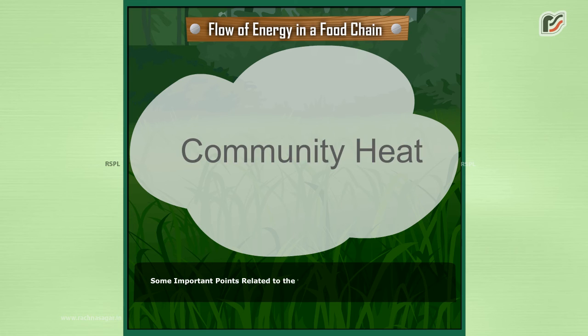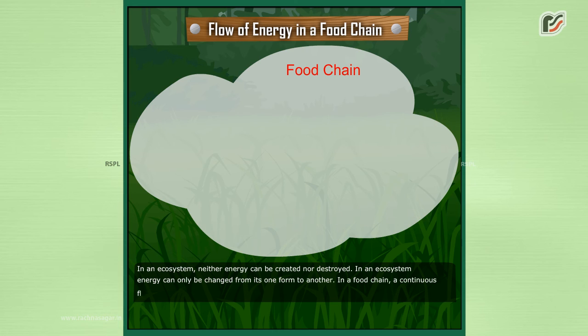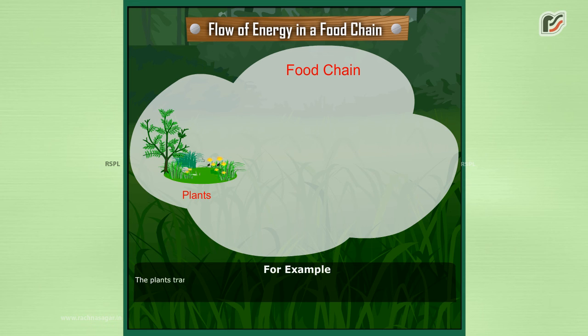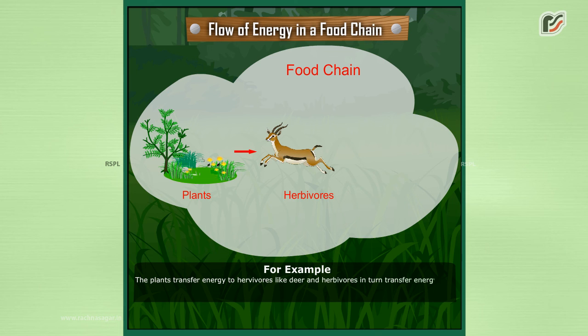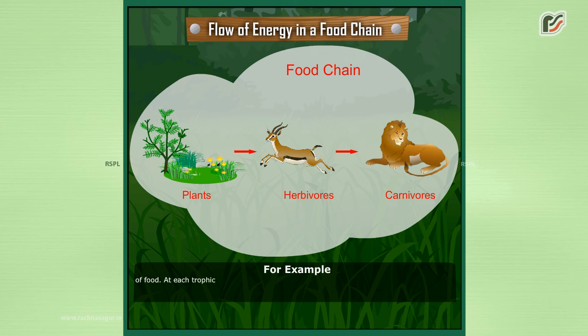Some important points related to the transfer of energy in a food chain. In an ecosystem, neither energy can be created nor destroyed. In an ecosystem, energy can only be changed from one form to another. In a food chain, a continuous flow of energy takes place from one trophic level to next trophic level. For example, the plants transfer energy to herbivores like deer, and herbivores in turn transfer energy to carnivores like lion. This transfer of energy takes place in the form of chemical energy or food.